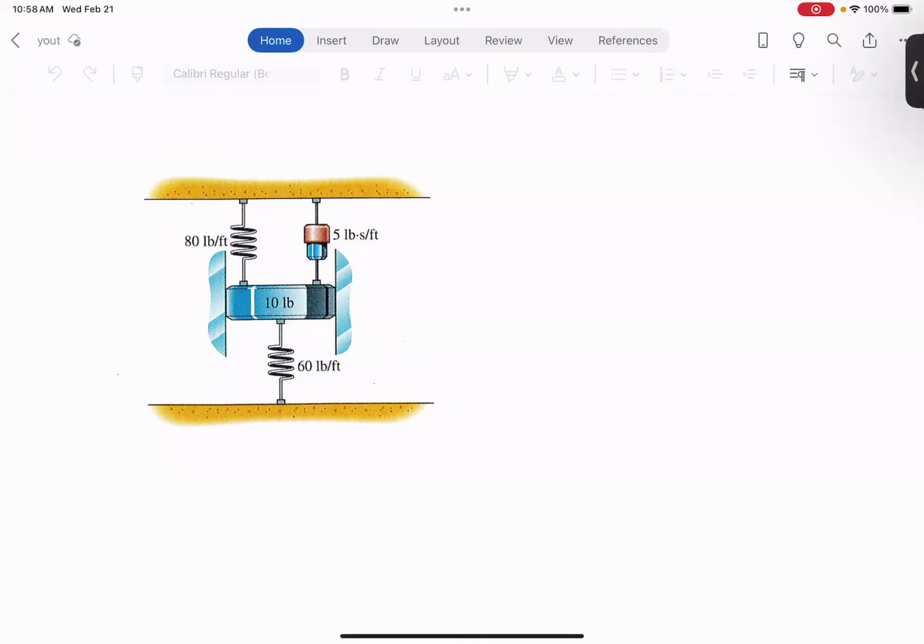Let me go ahead and close my, sorry, just want to get rid of this. There we go. And then I'm going to flatten my iPad. Sorry for the noise, excessive noise.